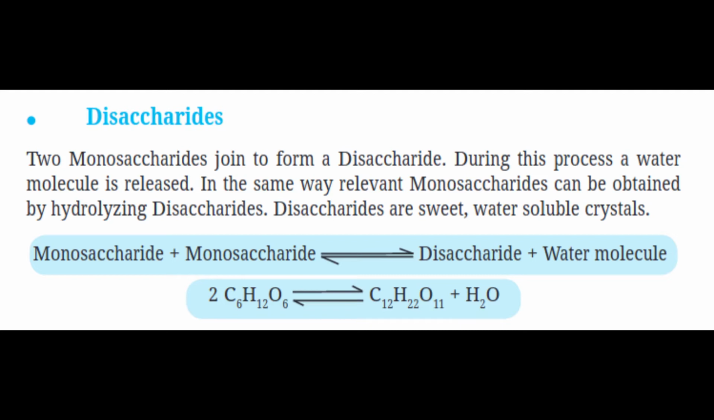Disaccharides. Two monosaccharides join to form a disaccharide. During this process, a water molecule is released. In the same way, relevant monosaccharides can be obtained by hydrolyzing disaccharides. Disaccharides are sweet, water-soluble crystals. Monosaccharide plus monosaccharide gives disaccharide plus water molecule: 2 C6H12O6 gives C12H22O11 plus H2O.